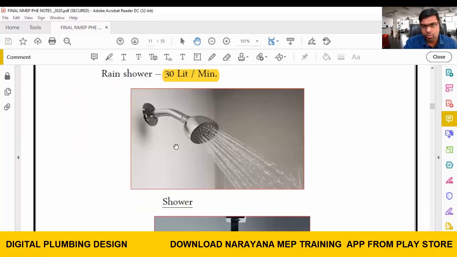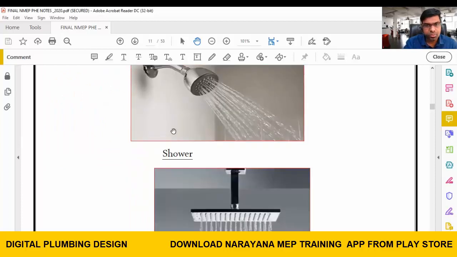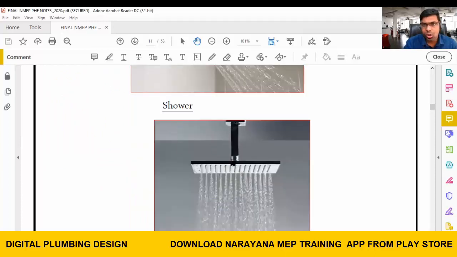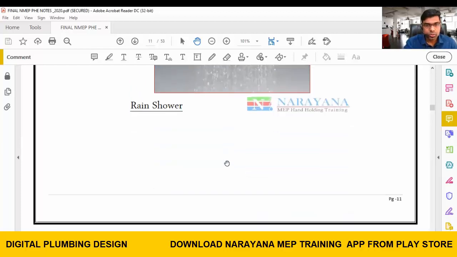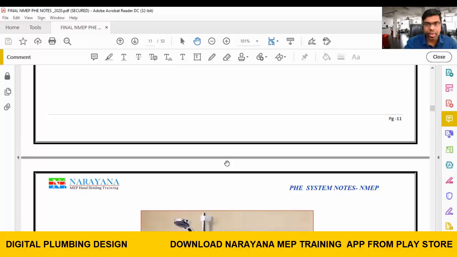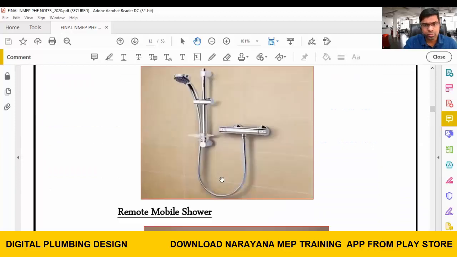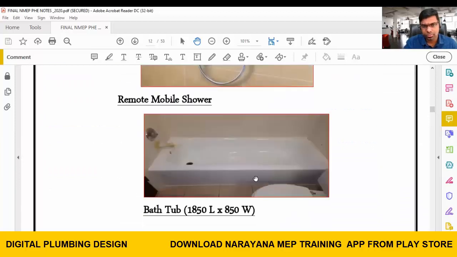So this is a normal shower. You'll find it in most places. And this is what is called a rain shower. Here you require more pressure and more flow. So while designing, you should be very careful, because it requires more pressure, so you put in a booster pump or something extra to get the required pressure. This is called a remote shower and this is called a bathtub.